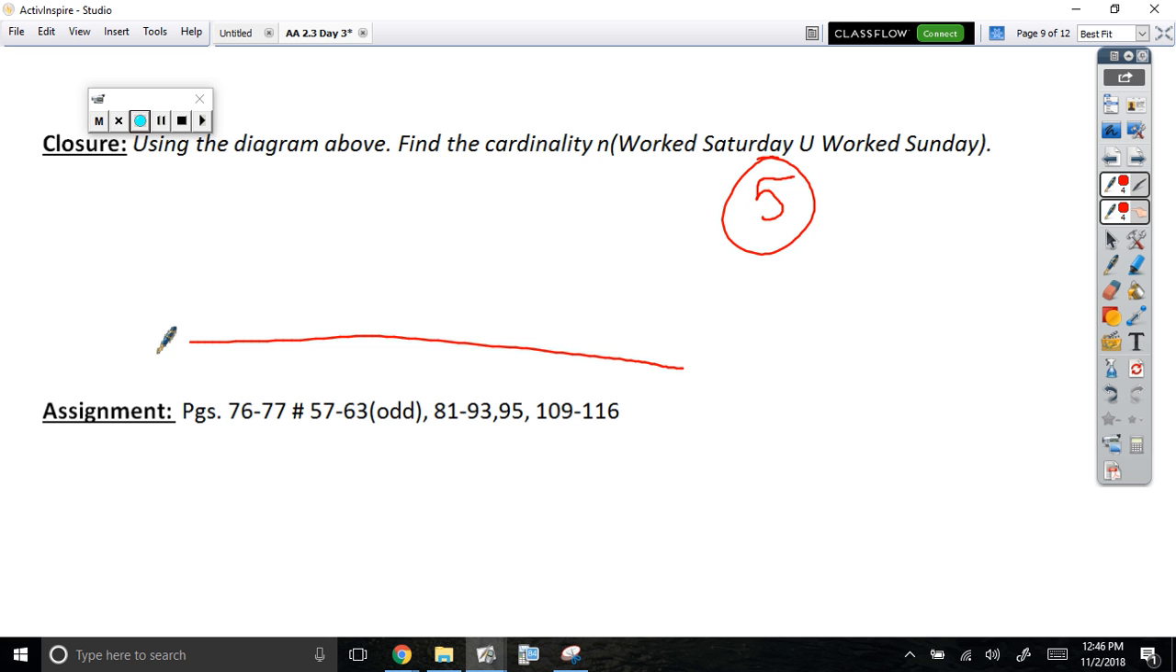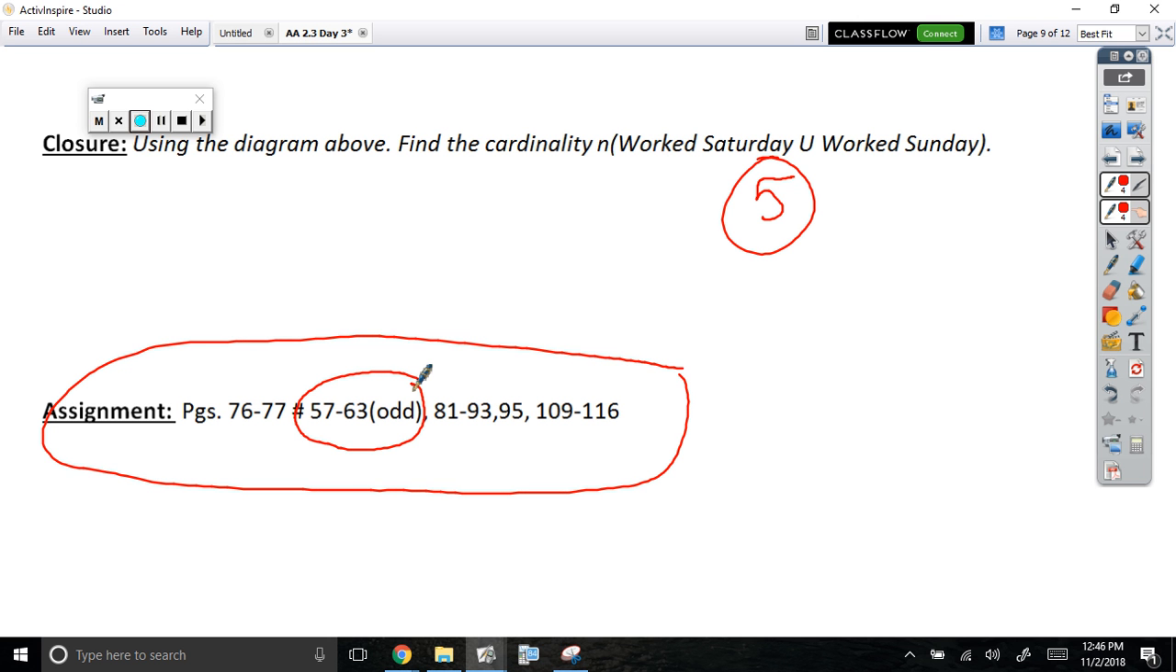And then the rest of the time is yours to work on the homework. You're only doing, the odds only applies to that set of problems. And then for all the other ones, you're doing every single number that shows up. But feel free to abbreviate.